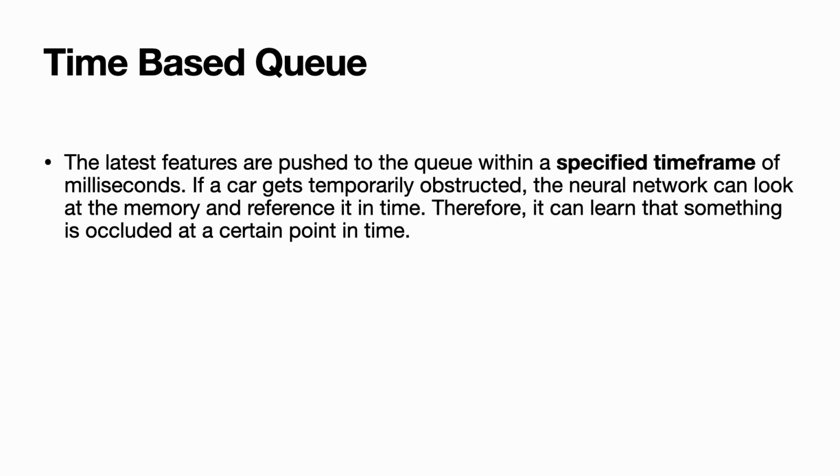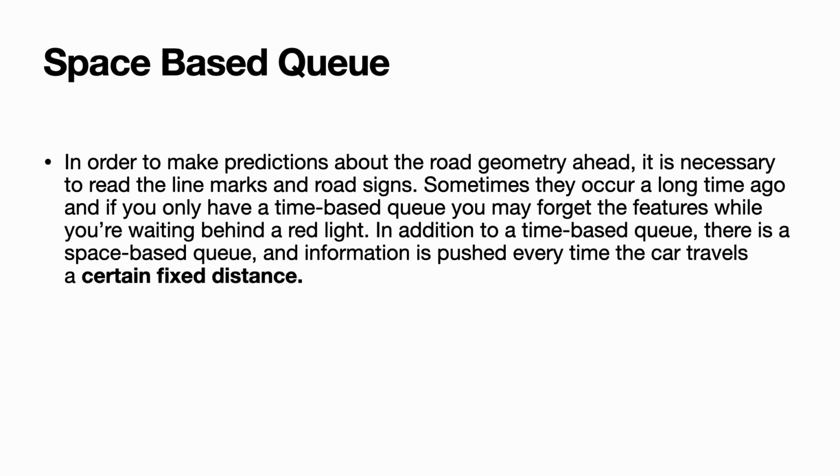Therefore, it can learn that something is occluded at a certain point in time. Space-based queue. In order to make predictions about the road geometry ahead, it is necessary to read the line marks and road signs. Sometimes they occur a long time ago, and if you only have a time-based queue, you may forget the features while you're waiting behind a red light.